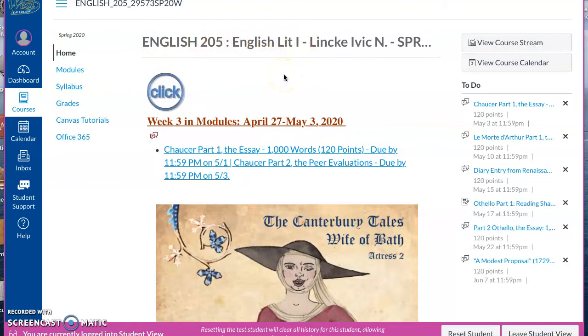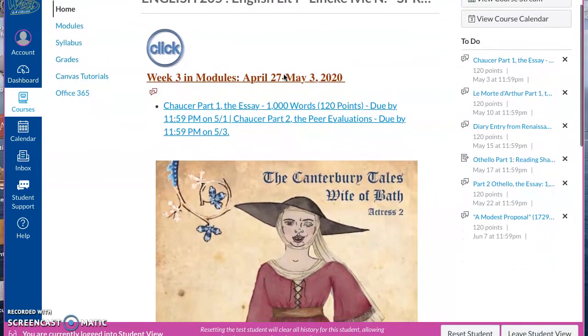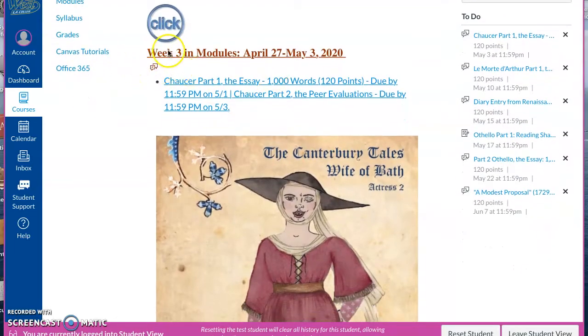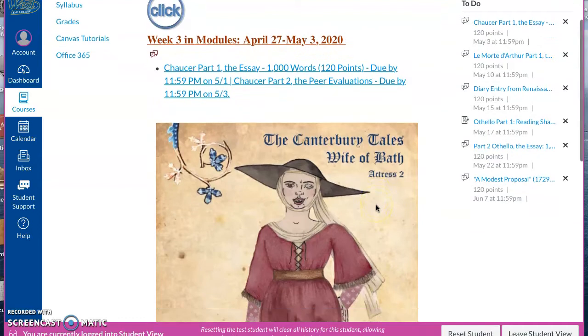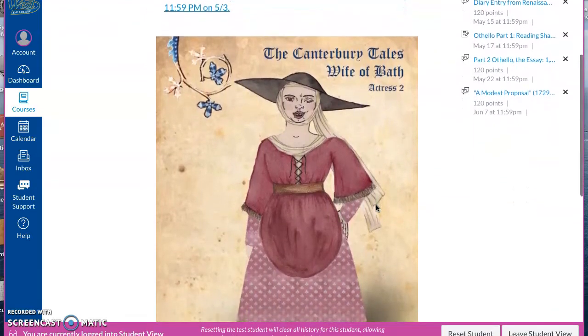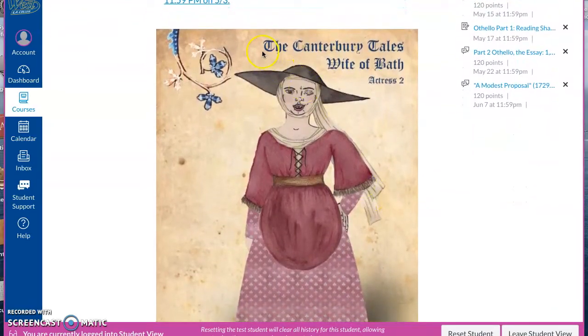And of course, home for us serves as a bulletin board to our classroom. And what do we have on our bulletin board for this week? Week 3 in modules, April 27th to May 3rd, 2020. We have one of my favorite works in medieval literature from the Canterbury Tales, published in 1400. The author is Geoffrey Chaucer. We have his Wife of Bath.